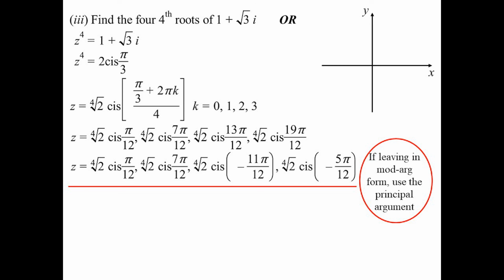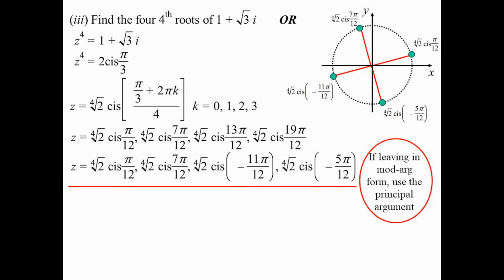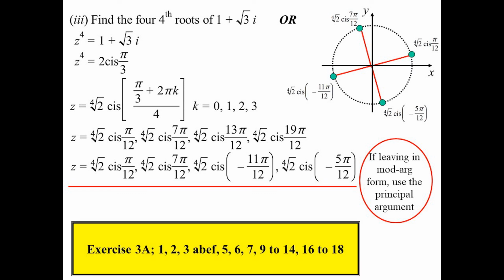Again, if I did that visually, there's my first solution. I've got 4 solutions, so every 90 degrees. So there's my next one, it's 7 pi on 12, then minus 11 pi on 12, and minus 5 pi on 12. So whether you do it visually, or whether you do it algebraically, it's your choice really. Notice they all lie in a circle, isn't that nice? Hey, there we go. So exercise 3A we'll have a go at.